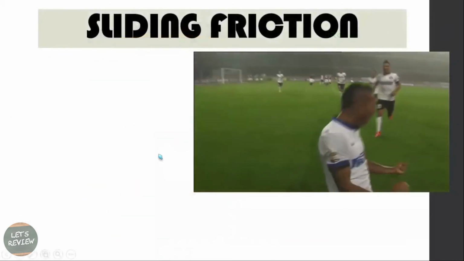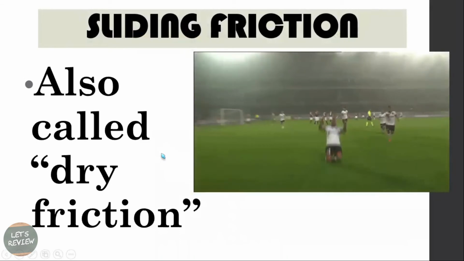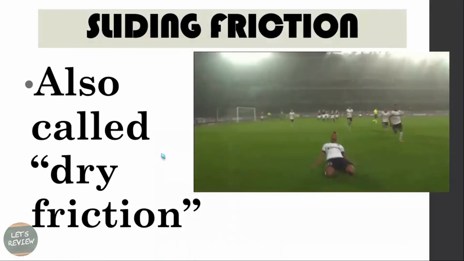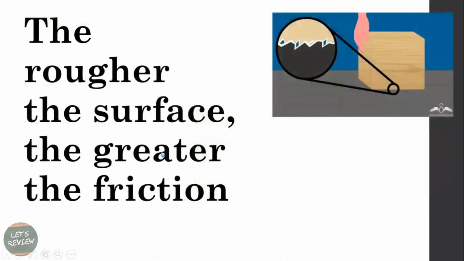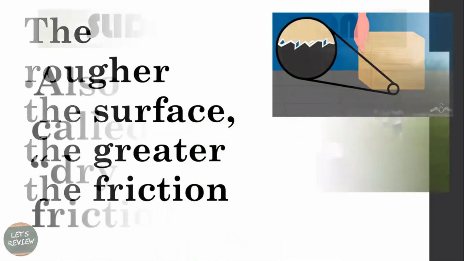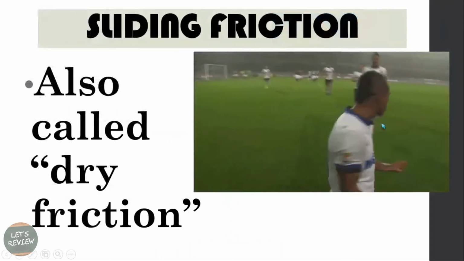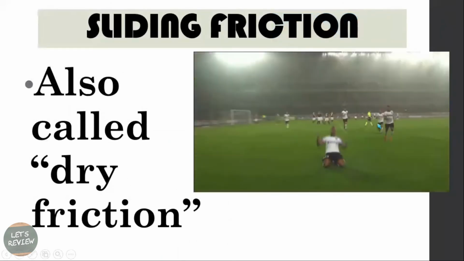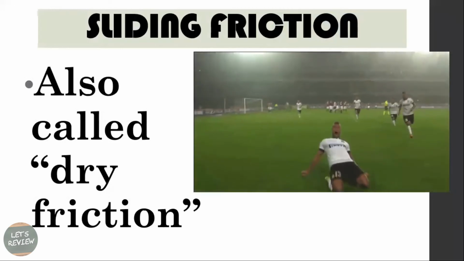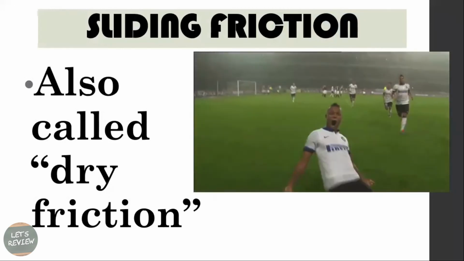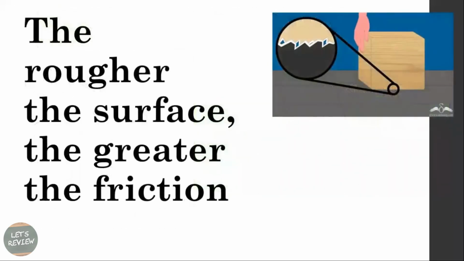Another is sliding friction, also called dry friction. The rougher the surface, the greater the friction. The reason why, as you take a look at this, the man sliding on a grassy ground, he stops, right? Again, sliding friction.